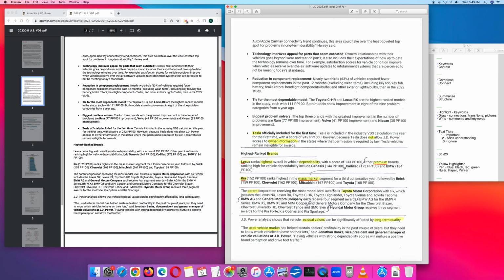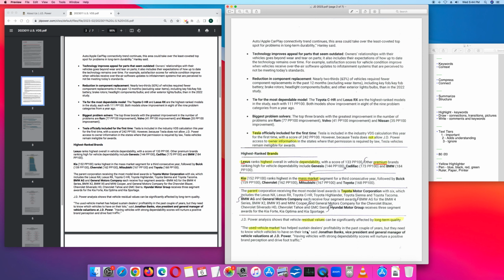Then they talk about Toyota, the parent corporation, Toyota and Lexus, has had the most models that won awards. So they had 6. BMW and GM had 4 each. Then Hyundai had 3. Now I drew another line because we're moving to another thought here.